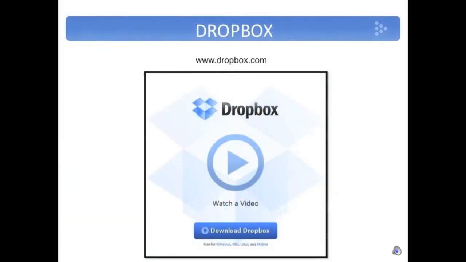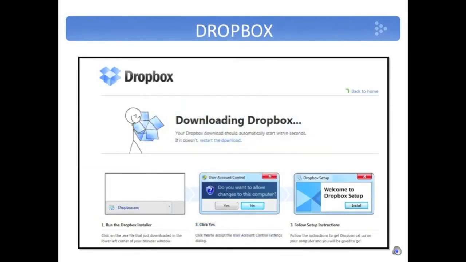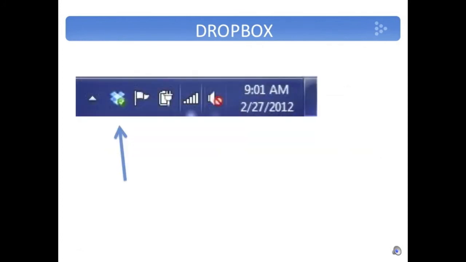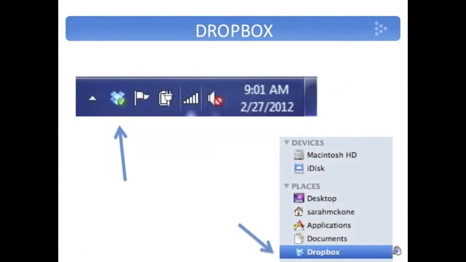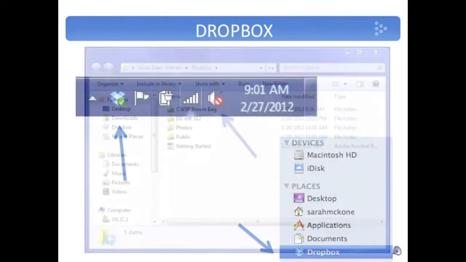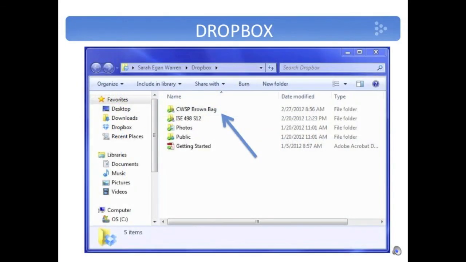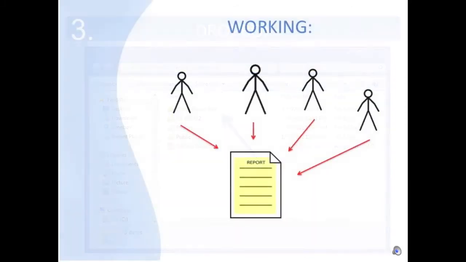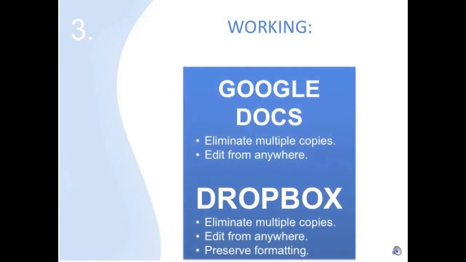You go to Dropbox.com, you'll see easy instructions for downloading and installing the program. If you have a PC and you download the program, you might get a button that looks like this. On a Mac, it might look like this in your Finder window. Once you've installed Dropbox, you have a folder where you can share all of your project files from your computer. As soon as you save something there and share that folder with your group members, they'll be able to access those changed files so that you're all editing the same thing. So both of these programs can help you to eliminate multiple copies of your project and edit from anywhere. But Dropbox also allows you to use the programs on your computer, which can help you preserve formatting.